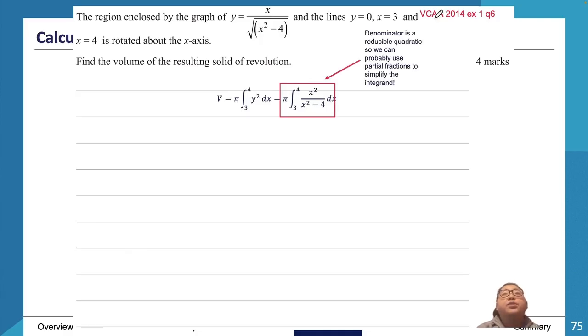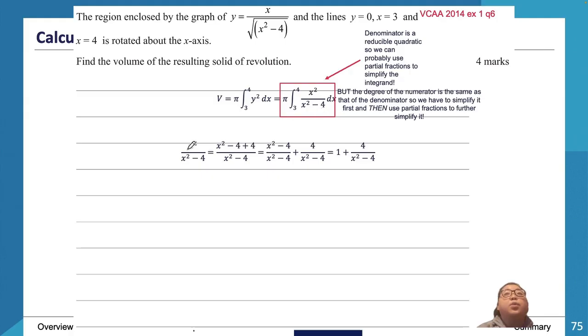And the denominator is a reducible quadratic, so we can use partial fractions to simplify this. But because the degree of the numerator is the same, we can also just use our knowledge of functions in general to rearrange this, and then use partial fractions to simplify it. So what we'll get is x squared over x squared minus 4. We can change that. What I like to do is match the denominator with the numerator, which is what they've done here. So x squared minus 4 and then x squared minus 4.